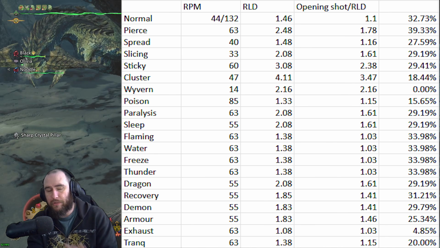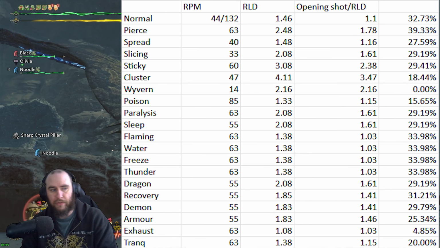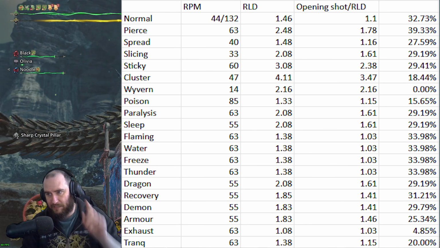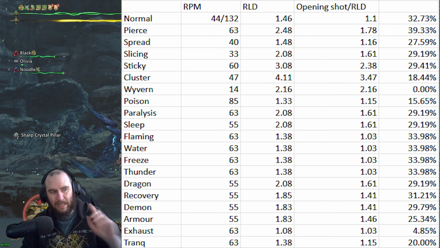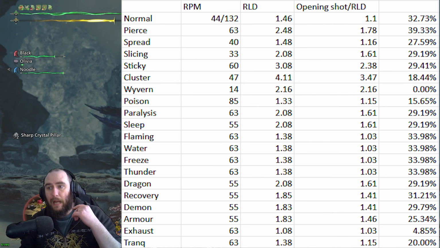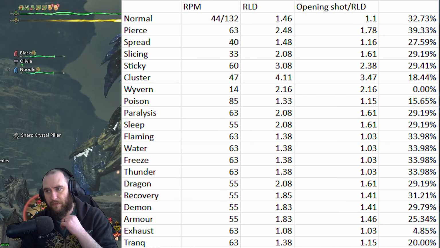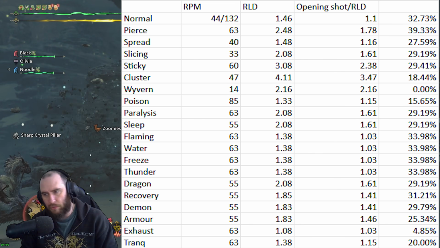Now there are going to be two caveats to this, and that is normal on the RPM. You can see 44 and 132. If you're counting the shots as one bullet, it's 44 RPM. If you're counting the shots as 3 bullets, it's 132 RPM. And then Wyvern, there doesn't seem to be any difference with utilizing opener at all.